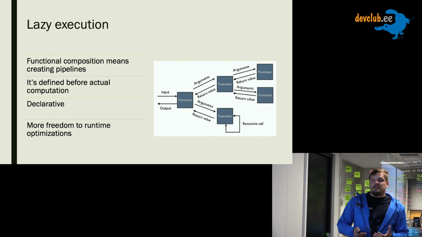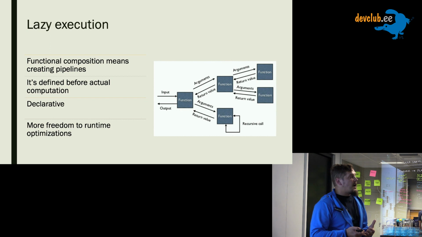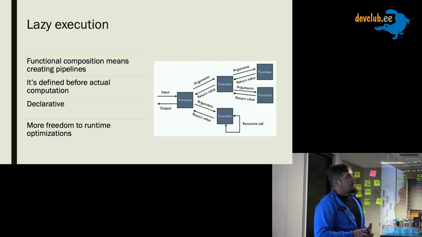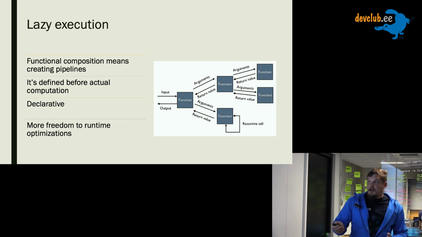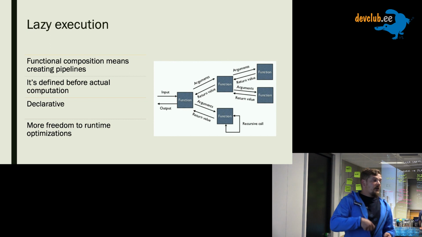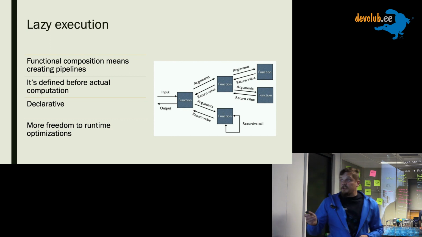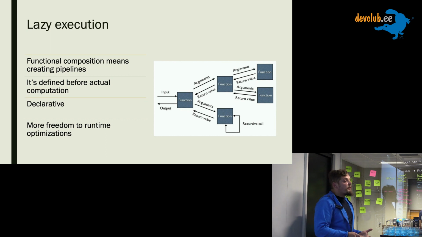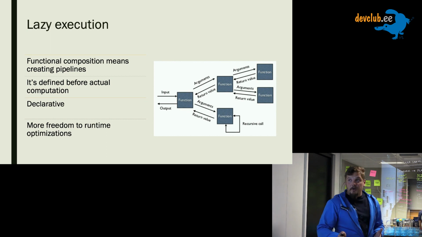It means that we define our pipelines or execution paths in a declarative way, and that the runtime has more freedom to optimize. Because if a function always returns the same value on the same input, we could cache it. So we do not need to redo the same computation every time. The runtime has more freedom to optimize your work.